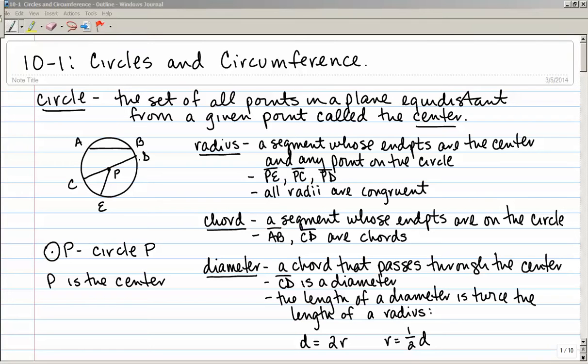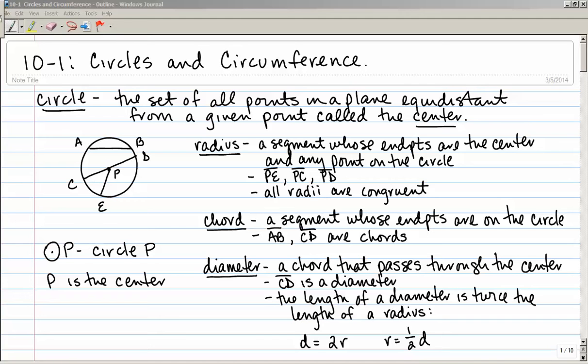So here we have circle P, and we designate it like this: a circle with a dot and an uppercase printed P refers to circle P, and P is the center. That's how we name it. So in circle P here, all of the points that are on the circle around the outside edge are exactly the same distance from the center, from point P.